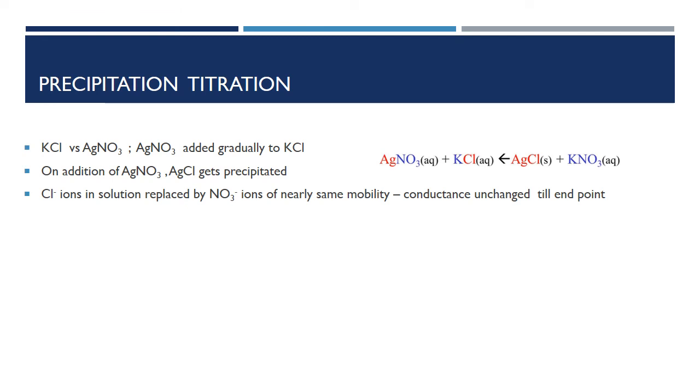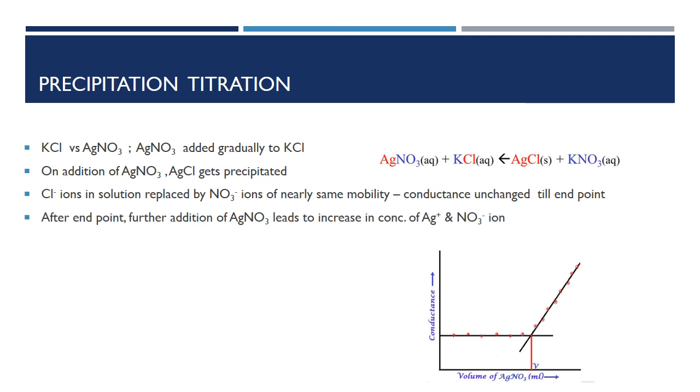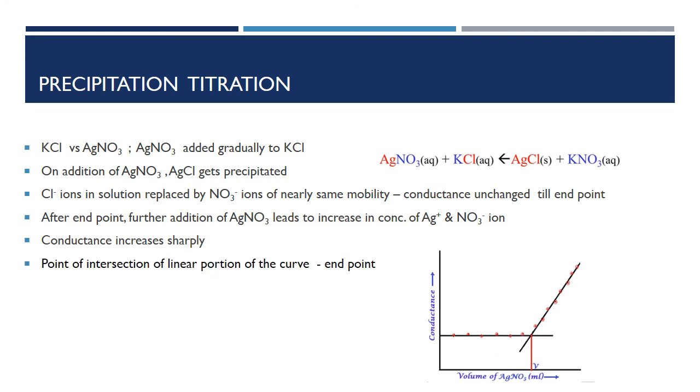As a result, conductance remains unchanged till the end of the reaction. Once the reaction is complete, further addition of silver nitrate leads to an increase in the concentration of Ag+ and NO3- ions, thus increasing the conductivity. Endpoint is determined graphically as the point of intersection of the linear portions of the curve.